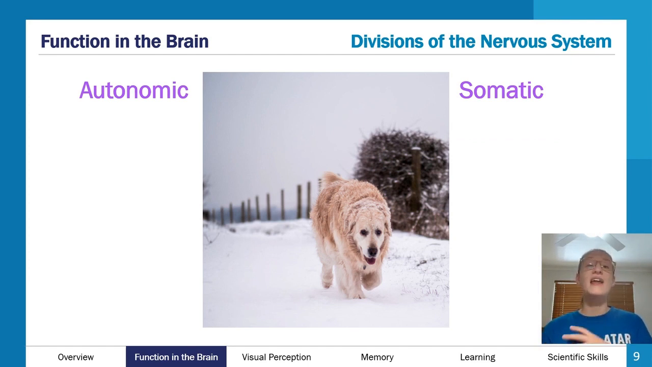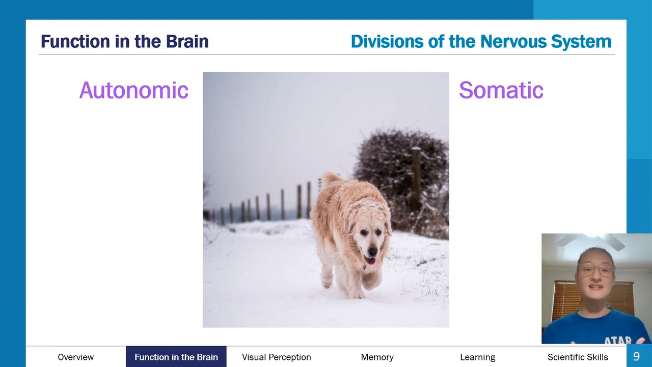Another example, just to illustrate here, we have a dog that's in the snow, and we're going to have a quick think about what the different roles of, for example, the autonomic and the somatic nervous system are in this scenario. This dog's autonomic nervous system would be responsible for controlling its involuntary functions. So it's in the snow, but all of the regular functions are still happening.